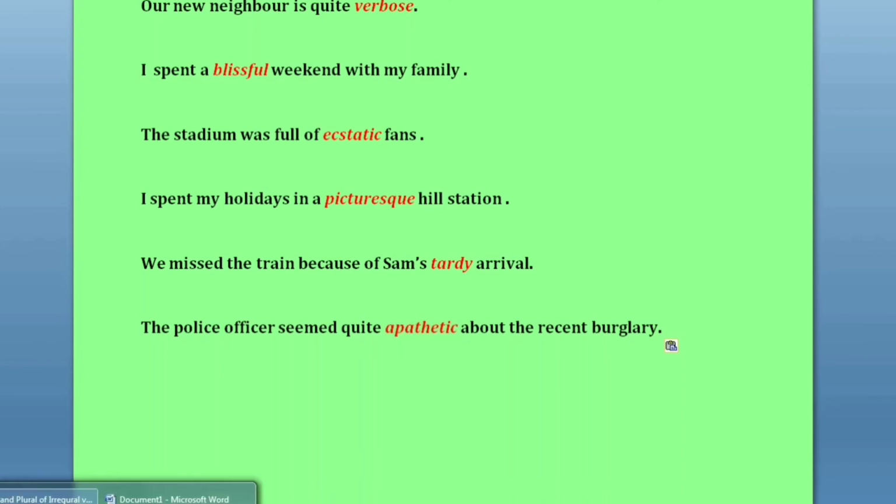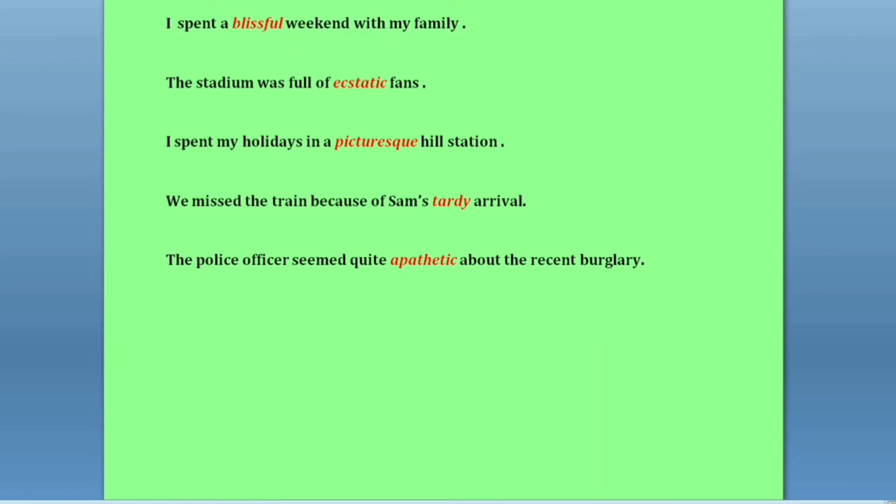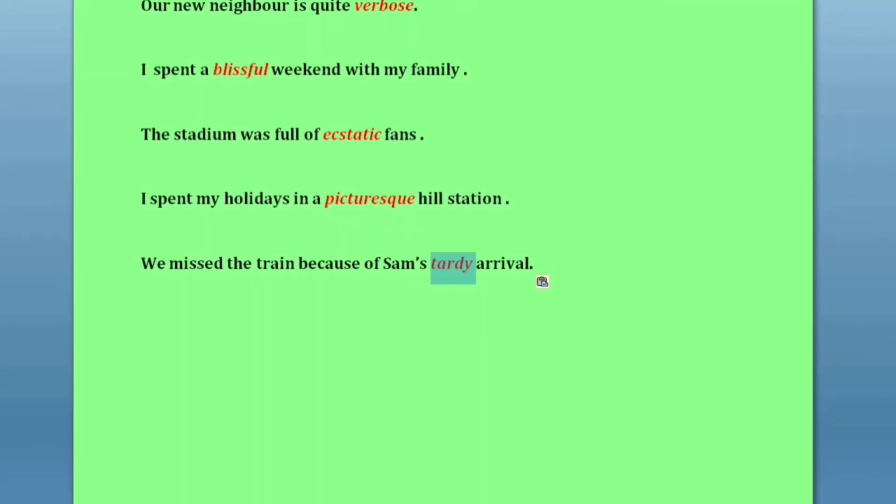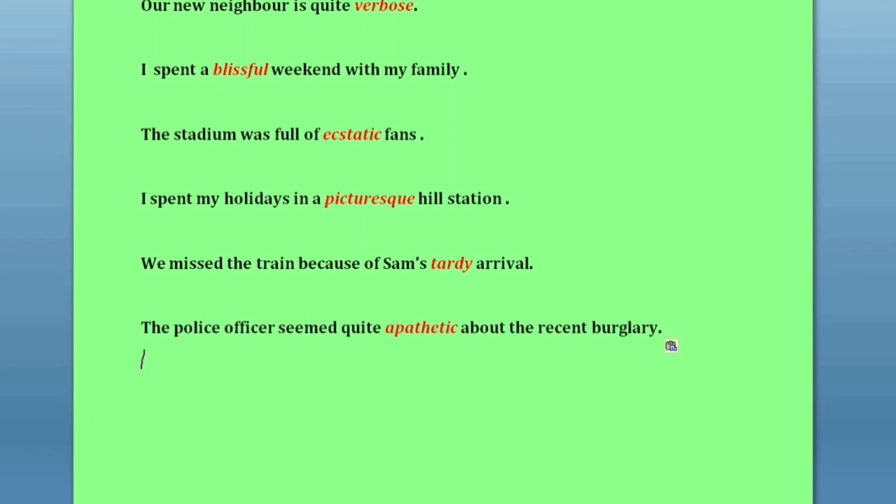So the next term which we have is picturesque, already mentioned, which describes the visual beauty. We can use this in this way: I spent my holidays in a picturesque hill station. Okay, so the next word which we have is tardy. As you see the example, we missed the train because of Sam's tardy arrival, that is slow arrival.